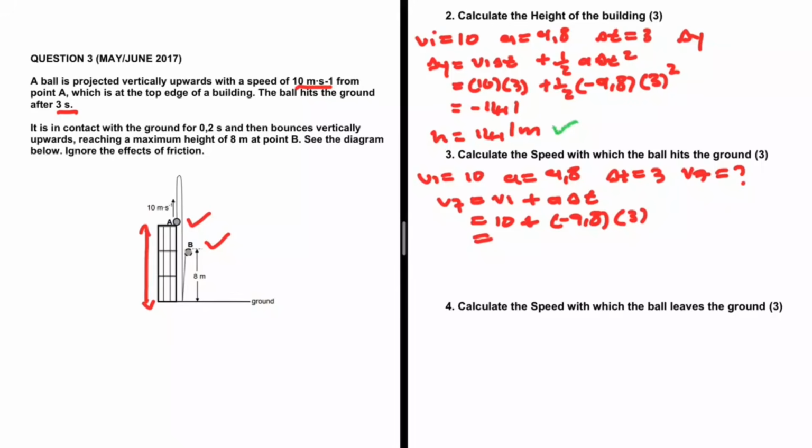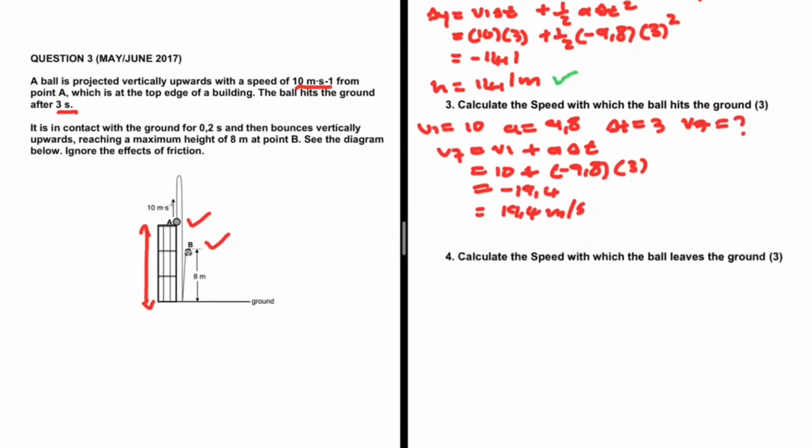So let me just go ahead and put that in my calculator. Let me see what I get. I have minus 19.4. So Vf is minus 19.4, which is just 19.4 meters per second. We don't have to indicate the direction because the question is asking for the speed and not the velocity. Well, there we go. Let's move to the question that follows.